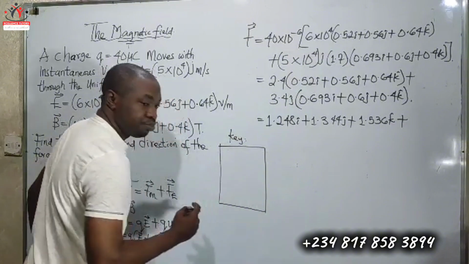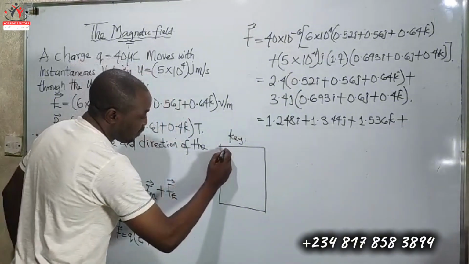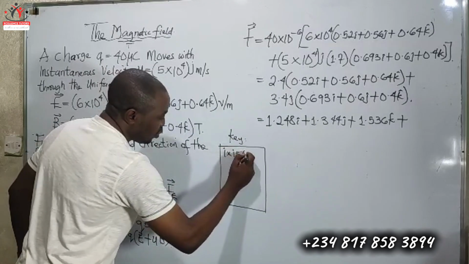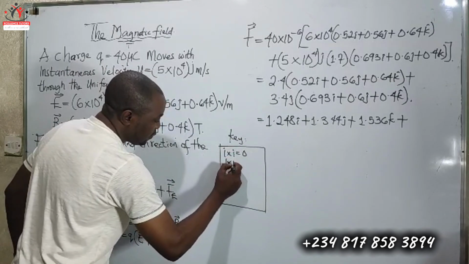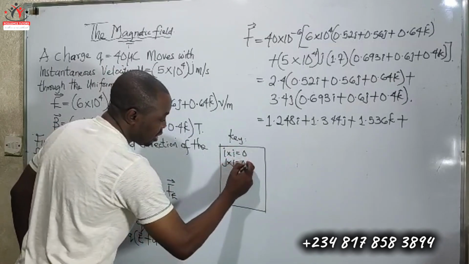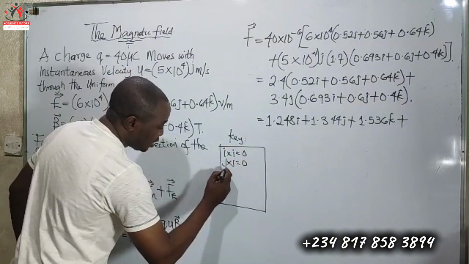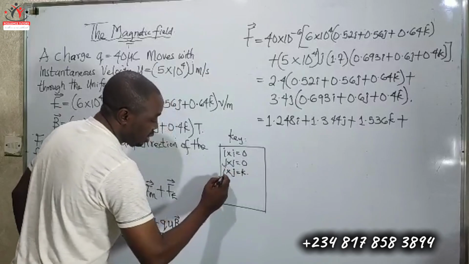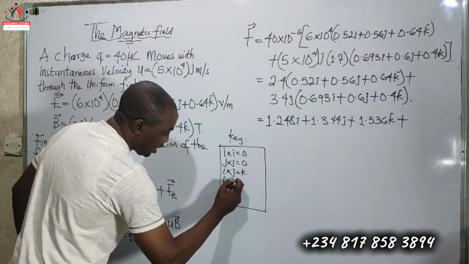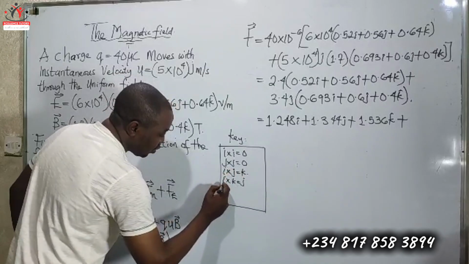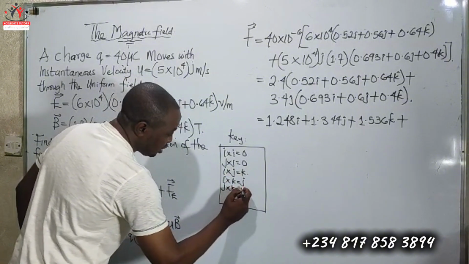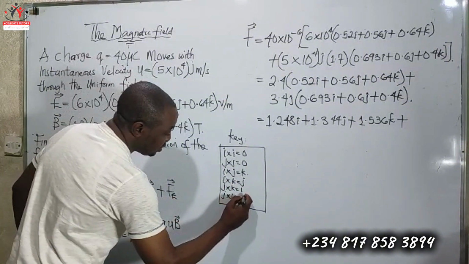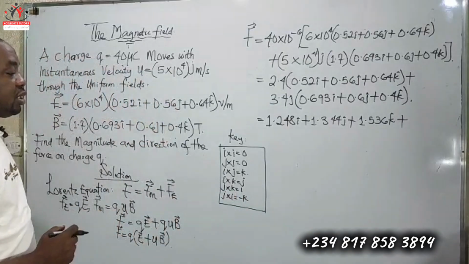when it comes to cross product of vectors, when we have i times i, the cross product of i and i will be what? 0. Cross product of j and j, that will be what? 0. Then when we have i times j, that will be k. When we have i times k, that will be what? Negative j. Then when we have j times k, that will be what? i. But when we have j times i, that will be negative k. Okay, these are the key terms.